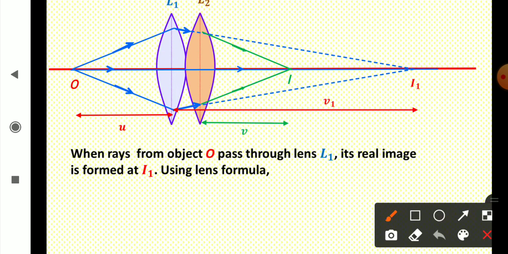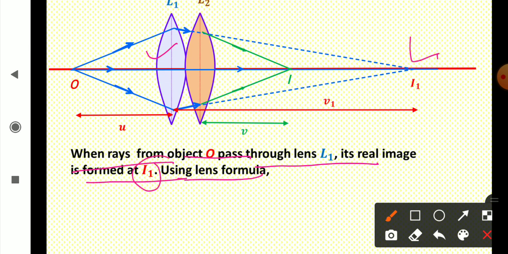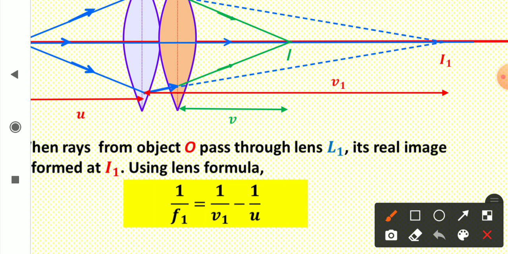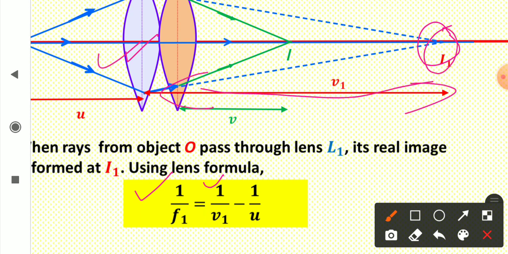So here, when rays from object O pass through lens L1, its real image is formed at I1. Now using the lens formula for this L1, what do we get? The focal length of this L1 is f1. So for the first lens, the object distance is u and the image distance is v1. So 1 upon f1 is equal to 1 upon v1 minus 1 upon u.